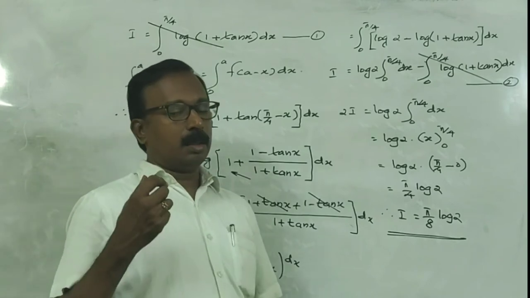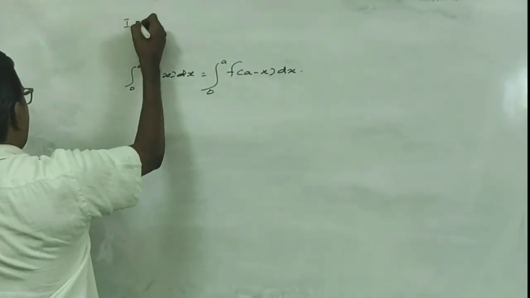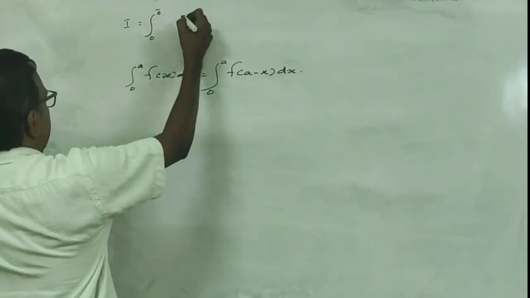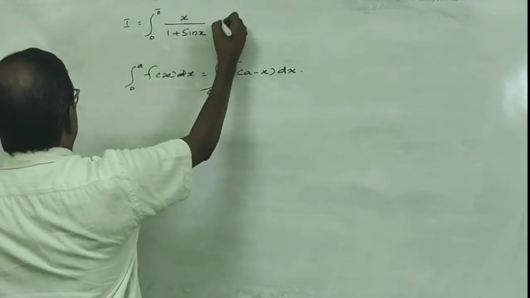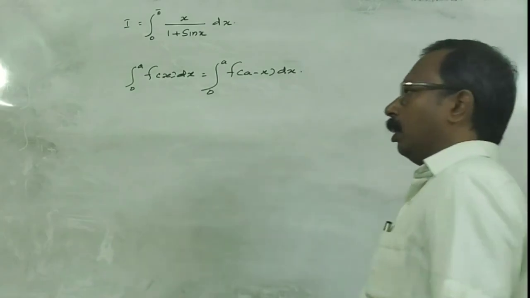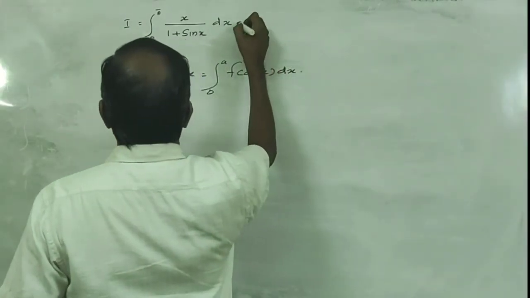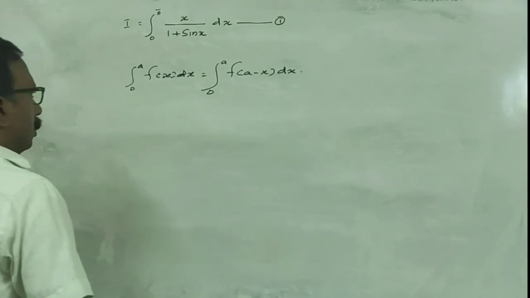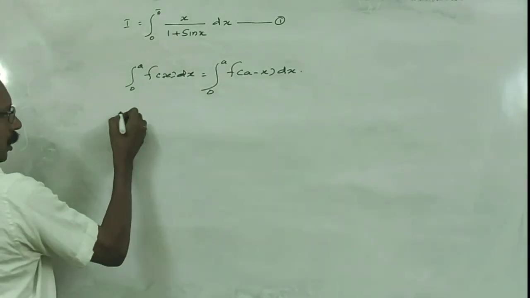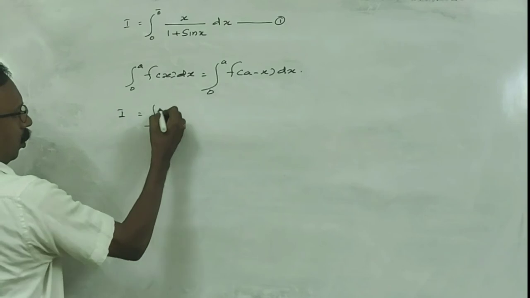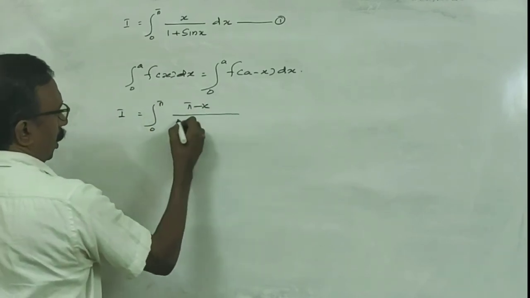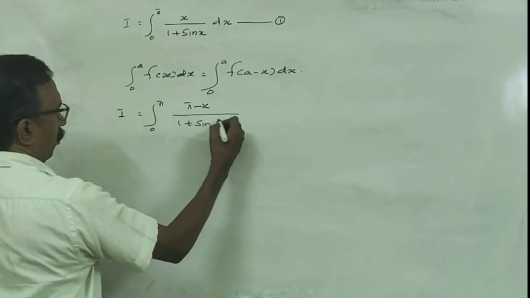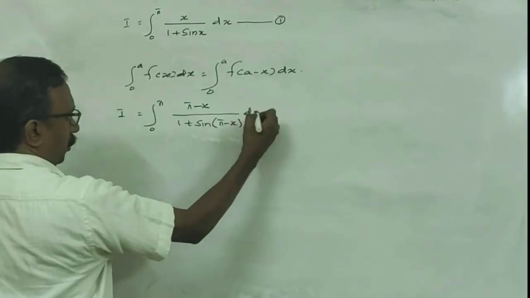This is also an important question. Another question is integral 0 to pi x by 1 plus sin x dx. Let us take this question as I. Again, using this result, I is equal to integral 0 to pi of pi minus x by 1 plus sin of pi minus x into dx.